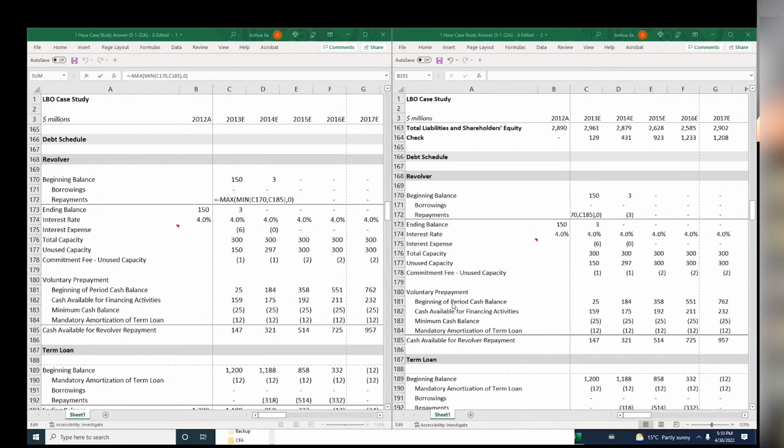Anyway, so why do we care? Well, we care because you can't repay more debt than you have, right? Like I can't repay more than 150, because that's the max amount I can repay. So basically we're saying, which one is smaller, right? Because if the beginning balance is smaller than the amount of cash I have, I'm going to take the beginning balance of the debt because that's the most I can pay.